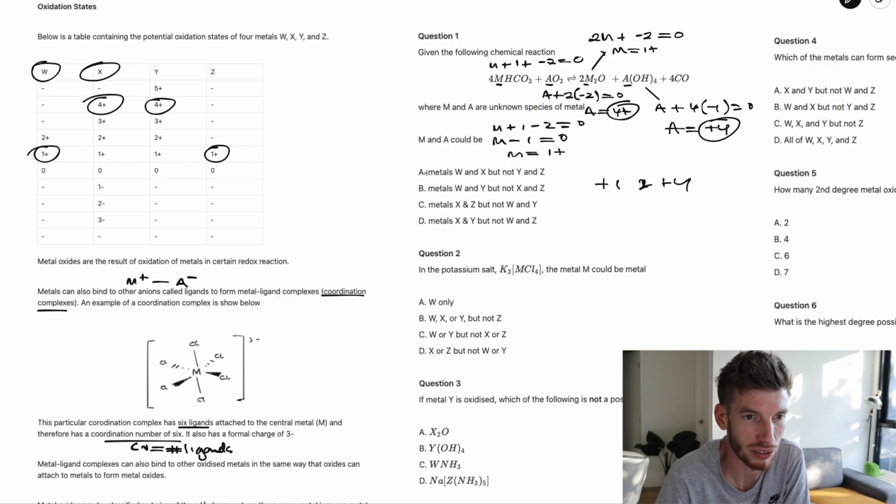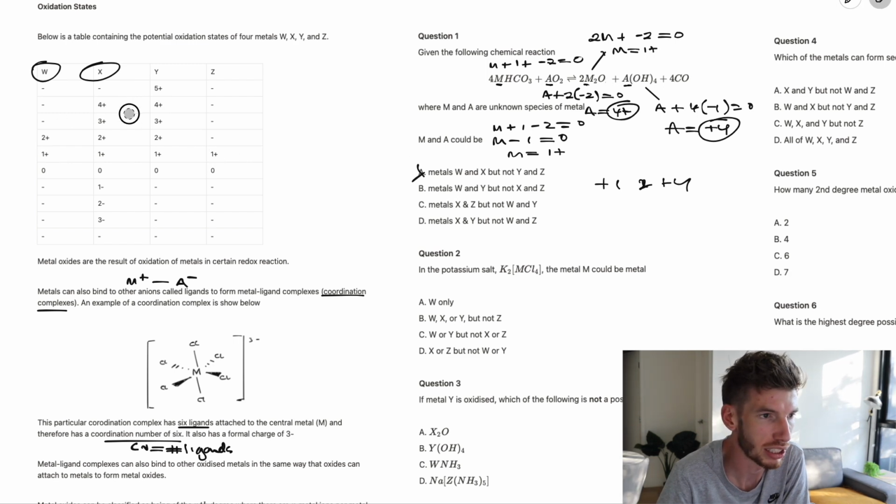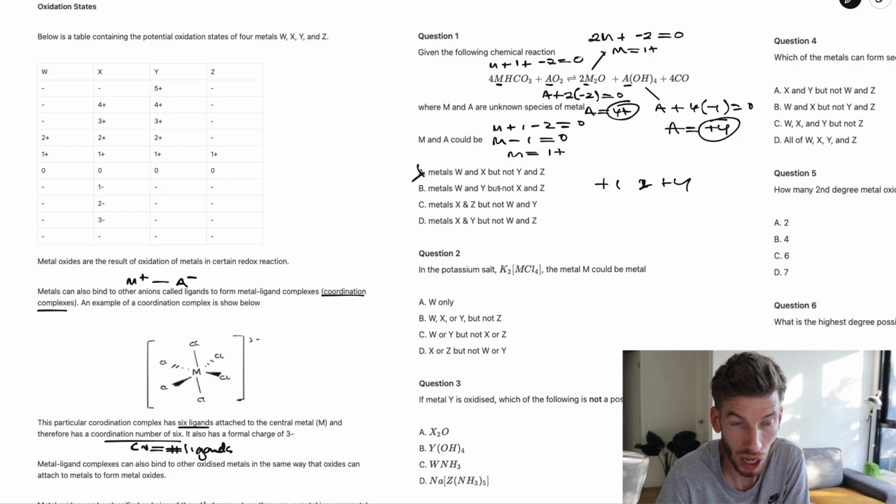So this is actually not true, because it could be Y and Z, like that. There we go. All right, I'll remove these each time because it's a little bit clearer. So then with B, it says metals W and Y. So we check that, so W and Y.